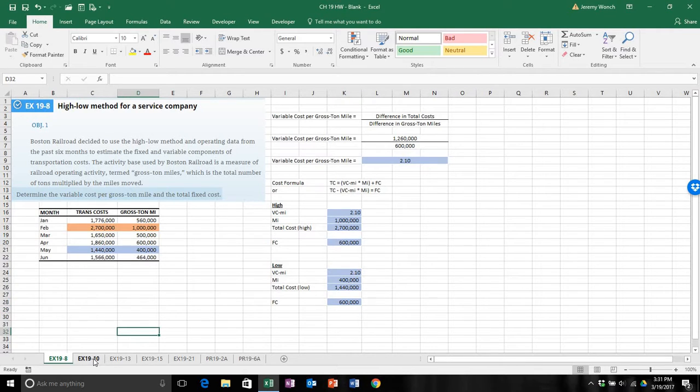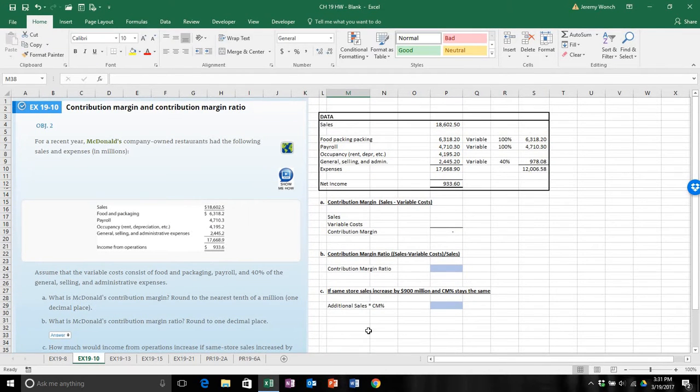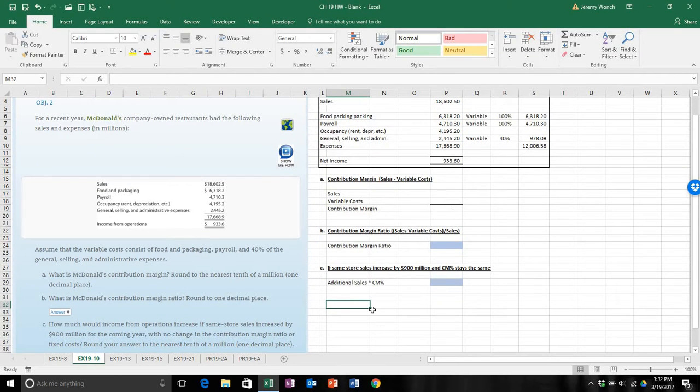All right, so on the next one, we're going to do example 19-10. In 19-10, we're going to work on the contribution margin and contribution margin ratio. What the contribution margin is, that's just saying, when we sell something, every time we sell something, how much is going to go towards fixed cost? The formula for contribution margin, you can see over here in part A, is our sales minus our variable cost.